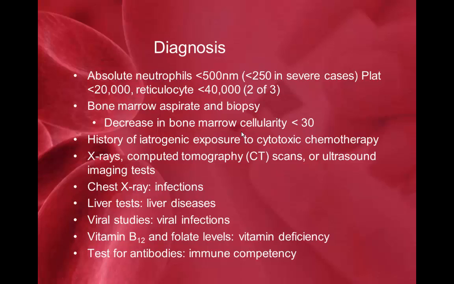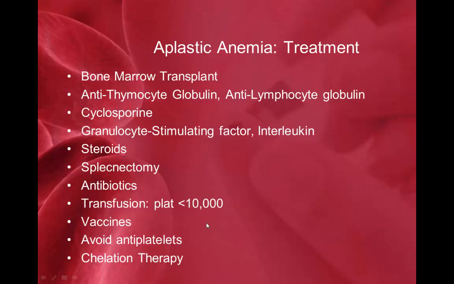You could do CAT scans and ultrasound basically to rule out other etiologies and other types of anemias. You could use chest x-ray basically to rule out infections that are complications of this disease, liver diseases, and cofactors that could be deficient that participate in erythropoiesis.